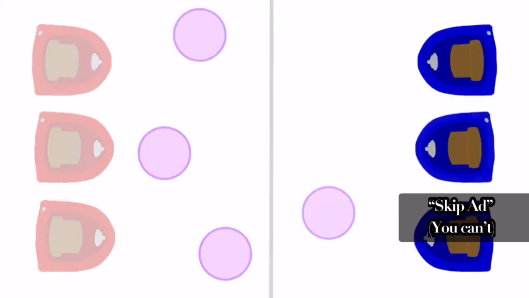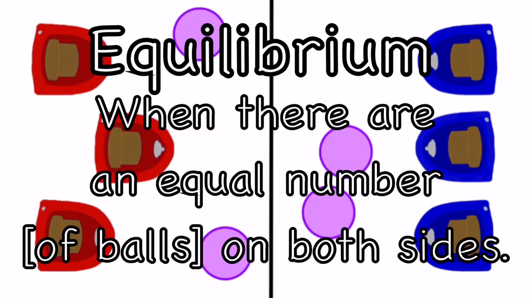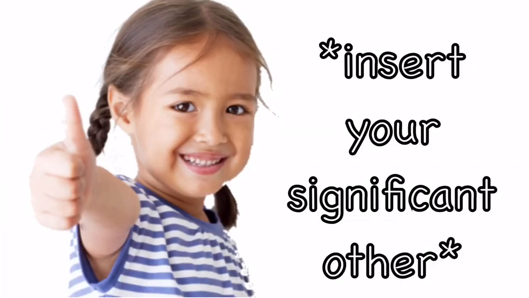Next, we have the Diffusion Bumper Car Ride. In this ride, you are on a bumper car team. Your goal is to push an equal number of balls on a field split in half in your bumper car to reach a state of equilibrium, or when there are an equal number of balls on both sides. This is a great way to teach your child or your significant other about teamwork.